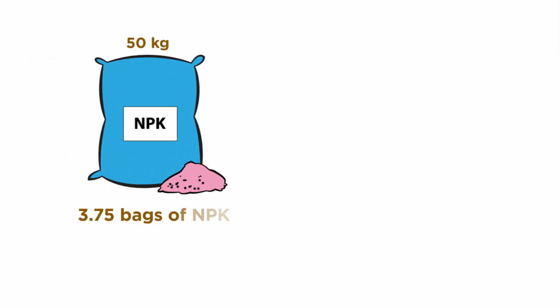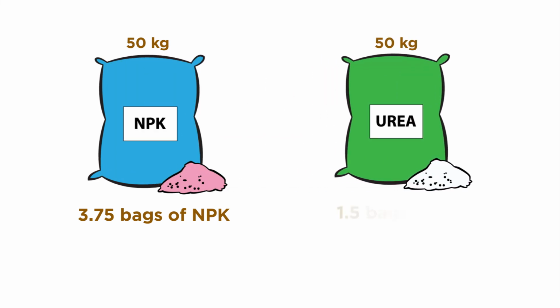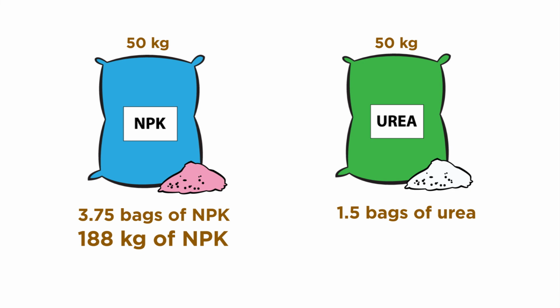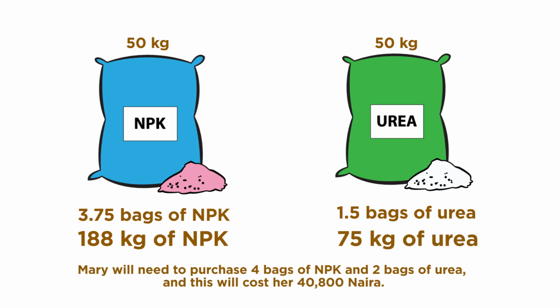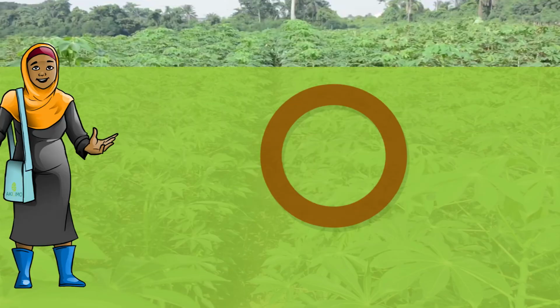One last thing. Mary requires 3.75 bags of NPK and 1.5 bags of urea for her field. That is 188 kilograms of NPK and 75 kilograms of urea. Fertilizer is sold in bags of 50 kilograms. So that means that Mary will need to purchase 4 bags of NPK and 2 bags of urea, and this will cost her 40,800 naira. But the unutilized portion of fertilizer can be stored and used later in another field.